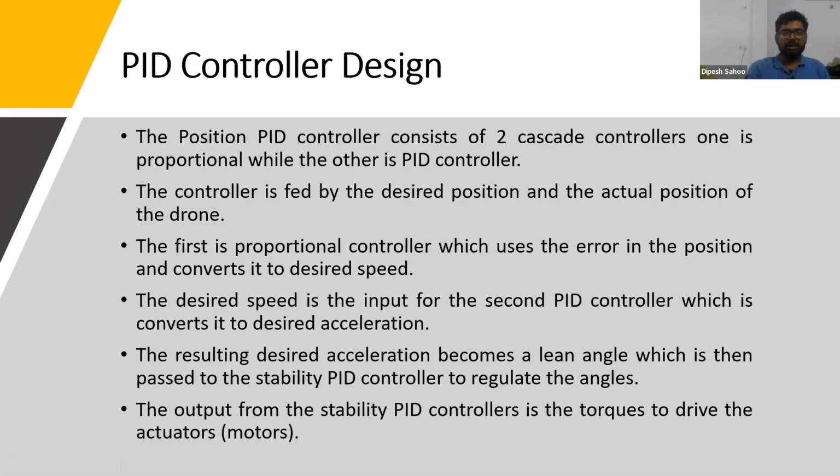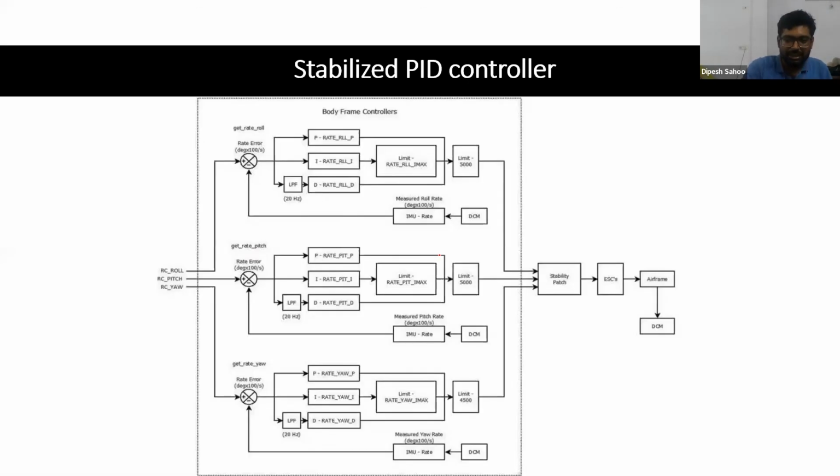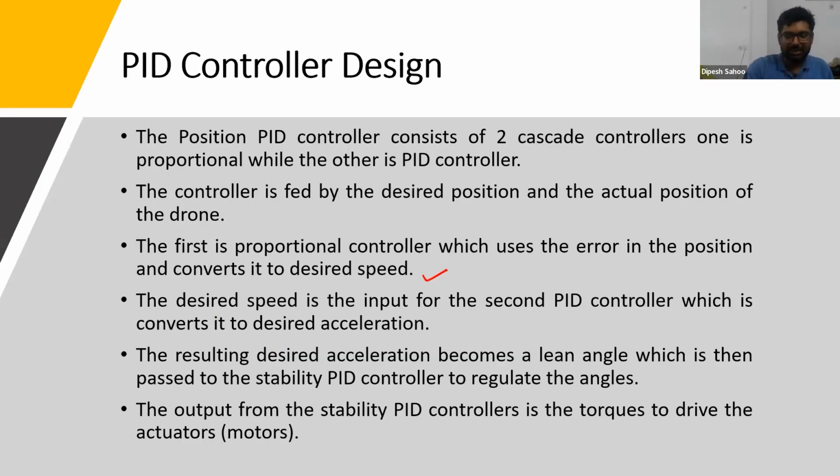So the PID controller design: the position PID controller consists of 2 cascade controllers, one proportional while the other one is a PID controller. The controller is fed by the desired position and the actual position of the drone. The first is a proportional controller, which uses the error in the position and converts it to desired speed. What I have shown here is a PID controller. I'll read these things out, then I'll explain the working of the PID controller. The desired speed is the input for the second PID controller, which converts it to its desired acceleration.